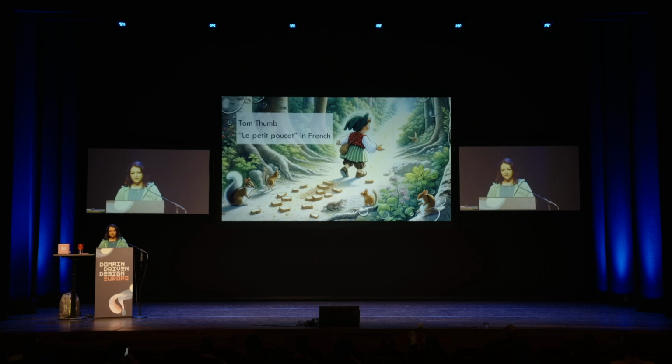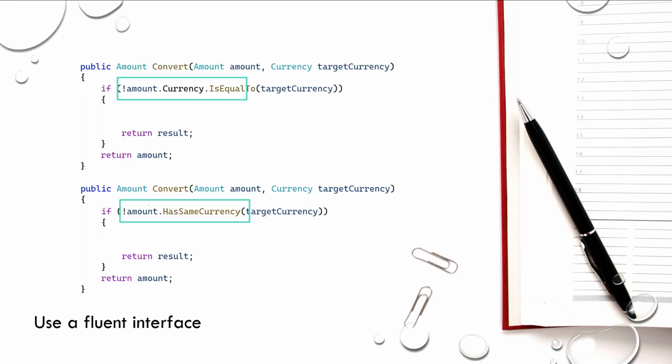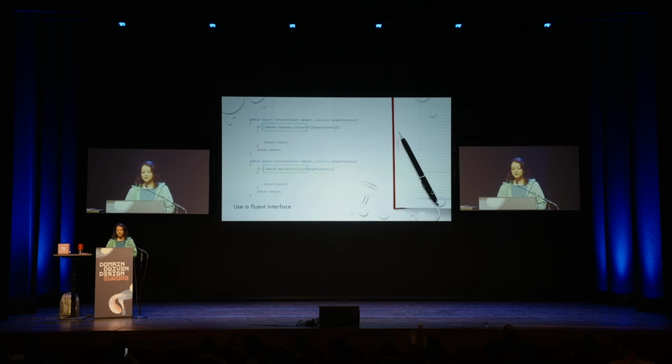So don't be like Tom Thumb, we call him le petit poucet in French, scattering breadcrumbs to find your way back, and they are eaten by other animals. So use a fluent interface, and try to find the real name of the behavior. What are you doing? Ask your domain expert what the expected behavior is behind that. And the idea is to get a rich model. Okay?